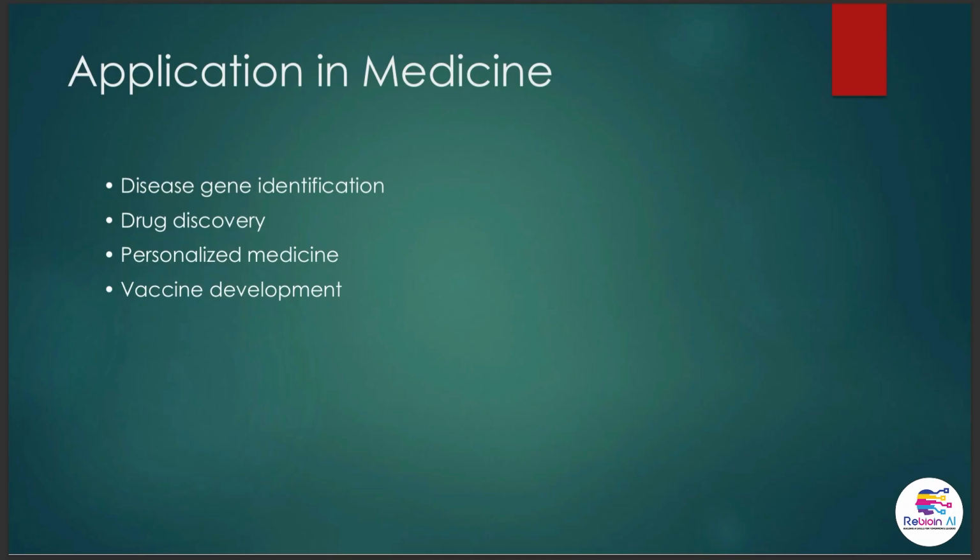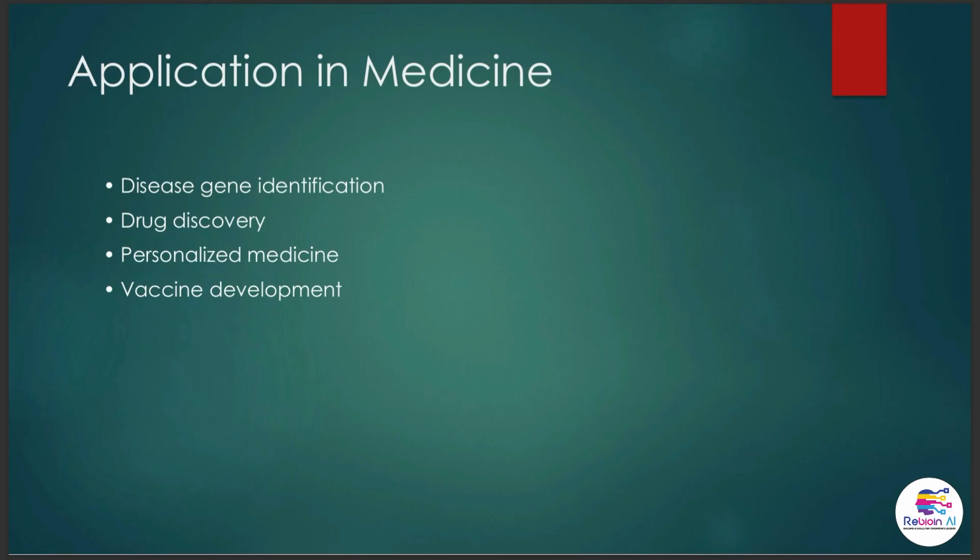The last one is vaccine development. Developing vaccines traditionally required years of research and testing, but bioinformatics has dramatically improved this process. By using computational tools, scientists can analyze the genetic sequence of pathogens, that is, disease-causing organisms. They can identify antigenic proteins, that is, the parts of the pathogen that trigger the immune response, and can predict which components will be the most effective in the vaccine. This approach is often called reverse vaccinology.